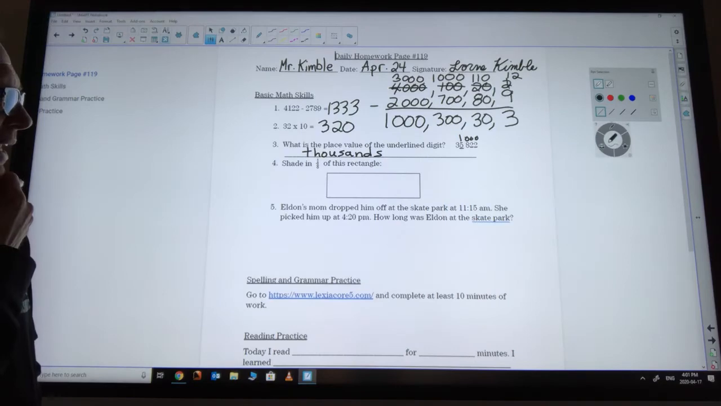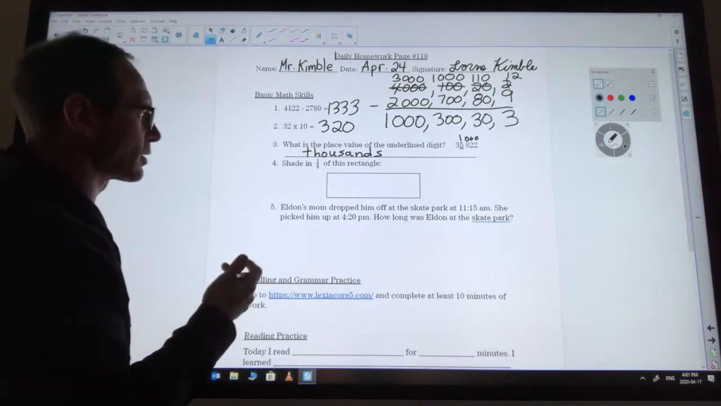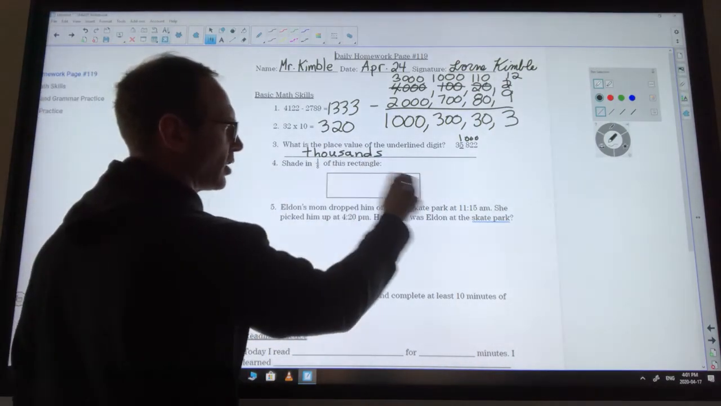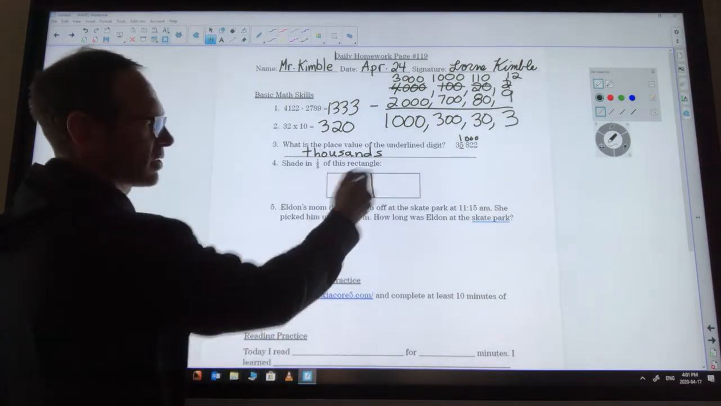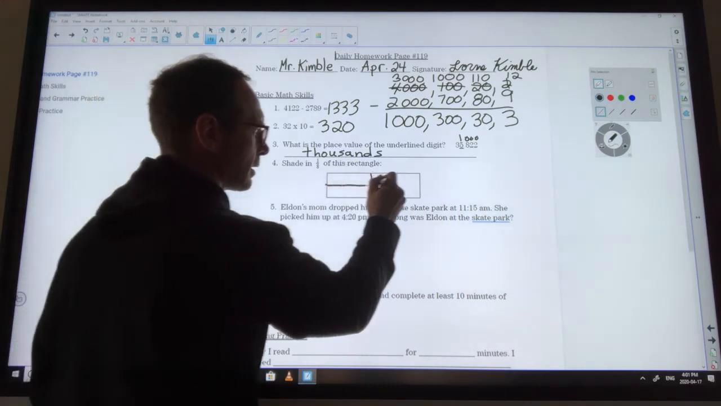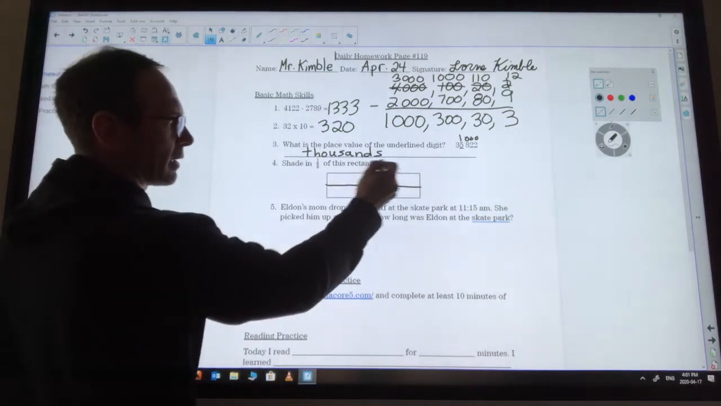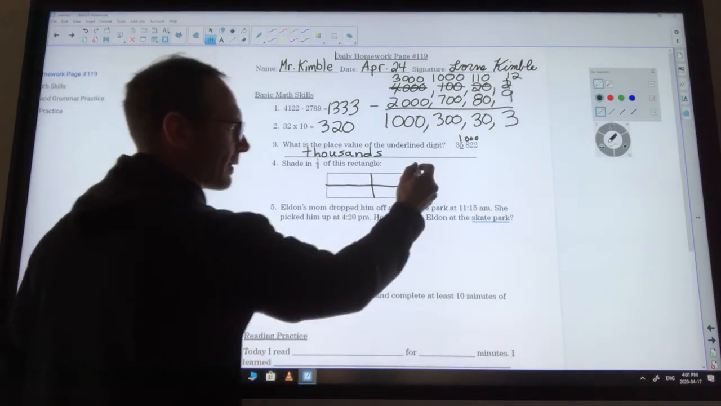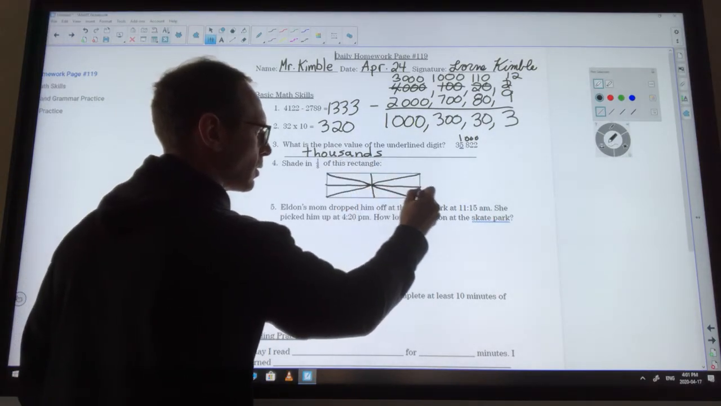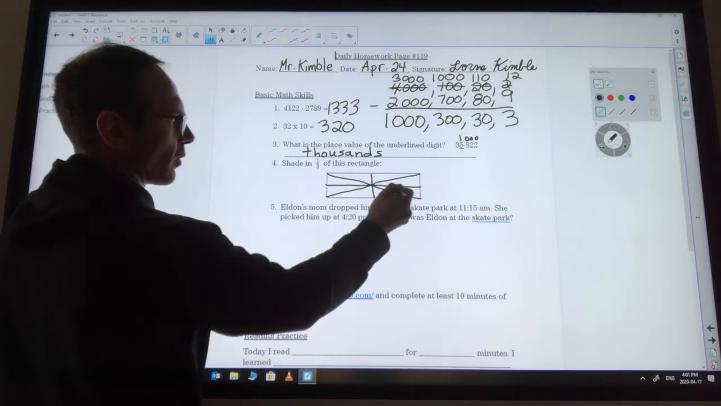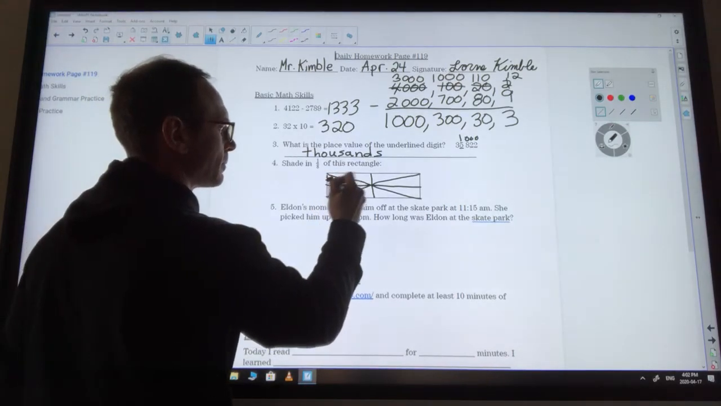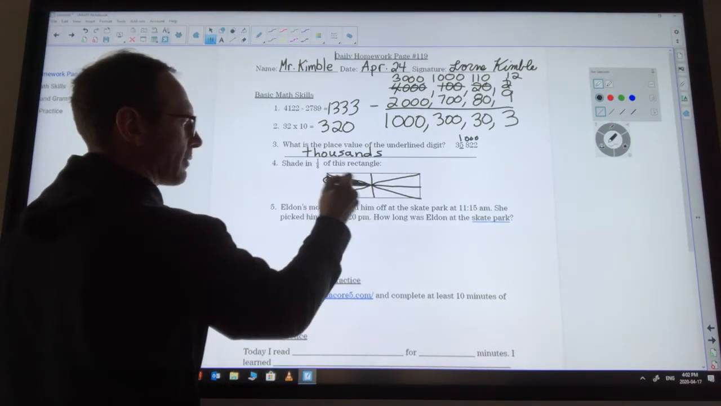I've been asked to shade in 1/8 of this rectangle. This is one of those ones where it does work out to just divide the piece in half each time. So I could say, well, that's 1/2 and 1/2. And if I divide each of those halves in half, that gives me 1/4 in each of these. And if I divide each of these in half, now I have 1, 2, 3, 4, 5, 6, 7, 8 equal-sized pieces. And if I just shade in one of them, it gives me my 1/8.